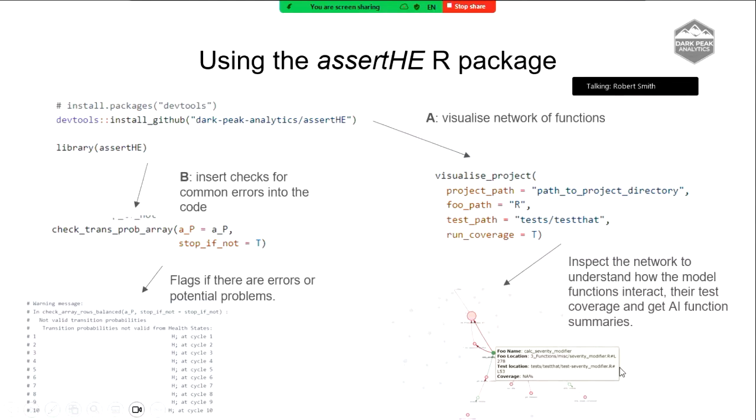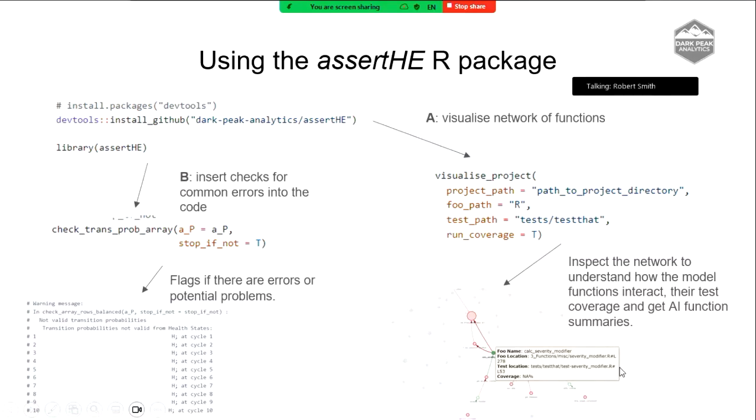So in this case, there's an error with this array, and it tells you the transition probability is not valid for these different health states at these different cycles. So this has been done before, and it's just an adaptation of other work. But probably the more interesting bit is what I'm going to talk about for most of the rest of the session, which is to visualize a network of functions. There's a single function that you can call here called visualize project. And what you have to give that function is a project path. So this is the project directory at the top level.